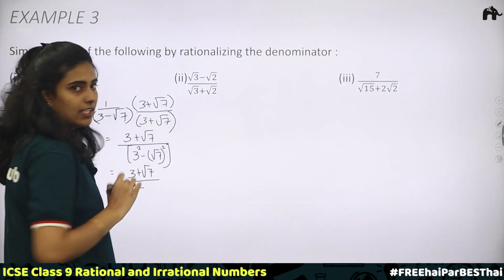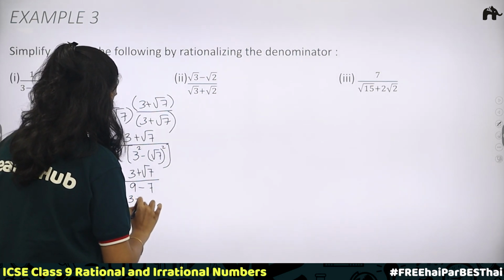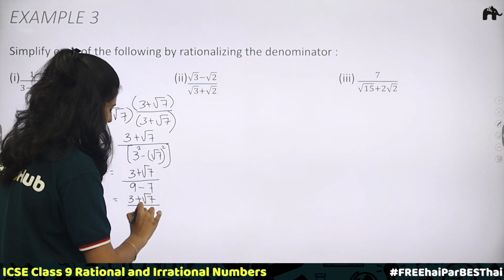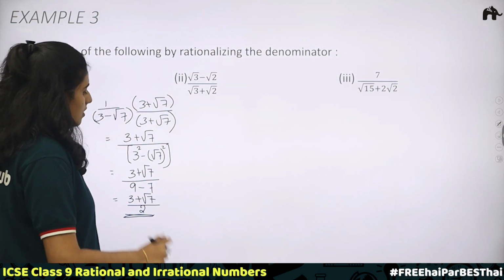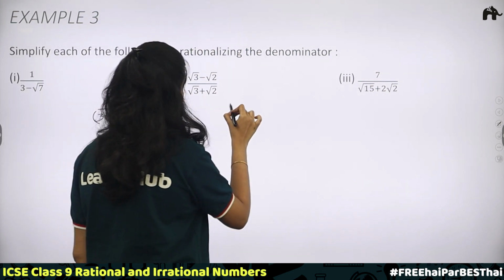Root and square can be removed, then we get 7, which is equal to 3 plus root 7 divided by 9 minus 7, which is 2. So this is your answer. Okay. So we have rationalized the denominator. Now the second example.